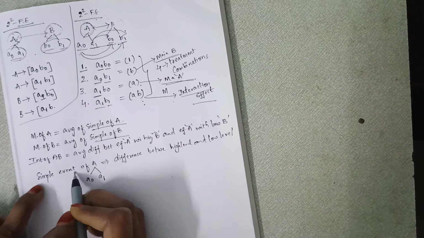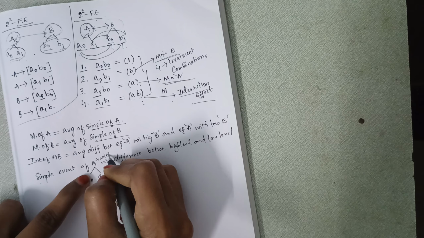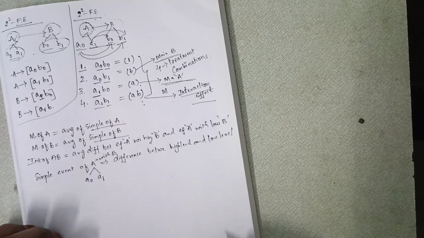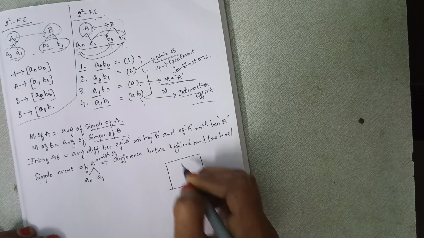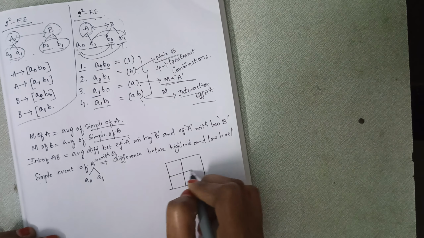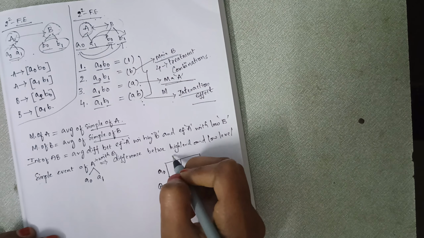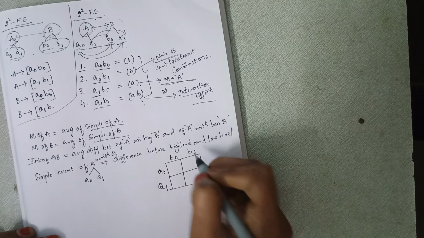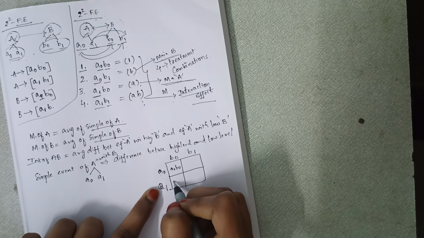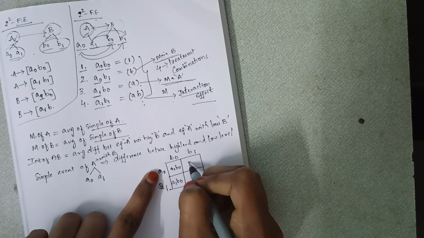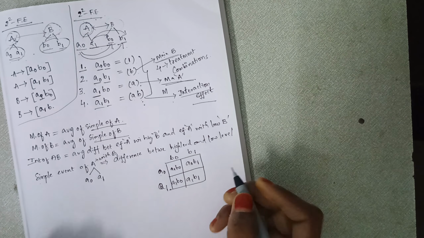To find out the simple event of A with B, let us consider one table, that is this one. Divide it into 4 parts. This is A0, this is A1, and this is B0, this is B1. Here we get A0 B0, A1 B0, A0 B1, and A1 B1.